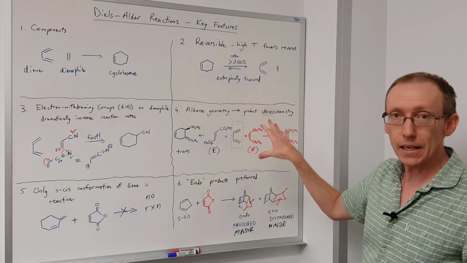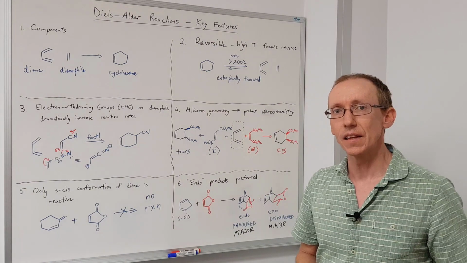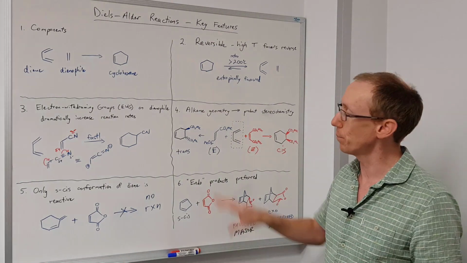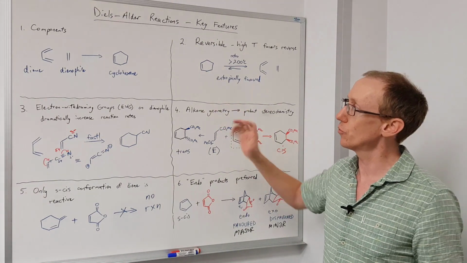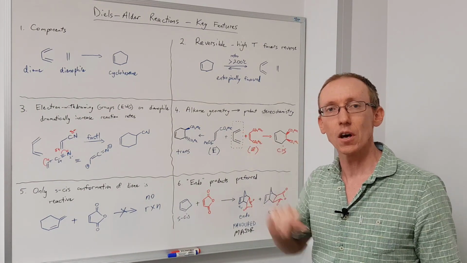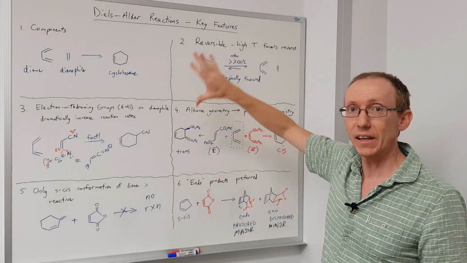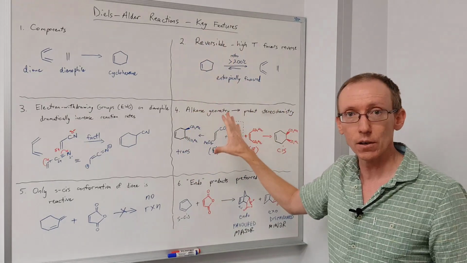Okay, so there's six key features of the Diels-Alder reaction. There's one that's still remaining, and that is that there's regioselectivity possible in some Diels-Alder reactions. But that's quite a weighty topic, and that'll be the subject of an entire video just to itself. Okay, so I hope that helps explain some of the key features of the Diels-Alder reaction.